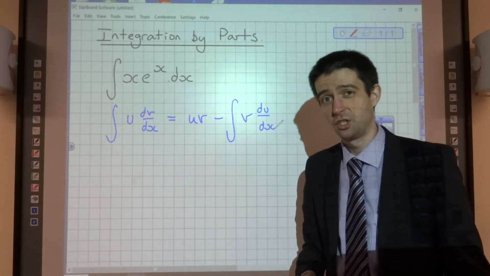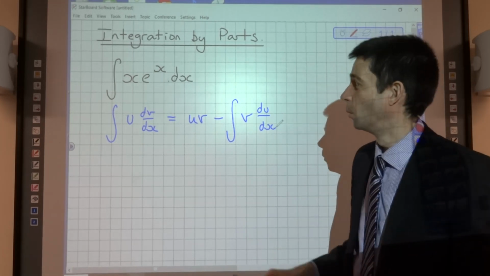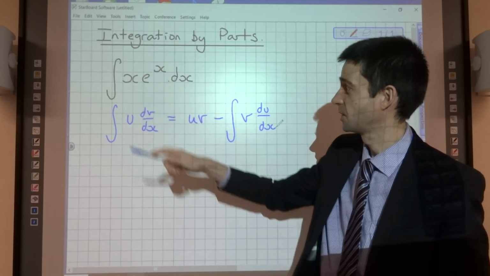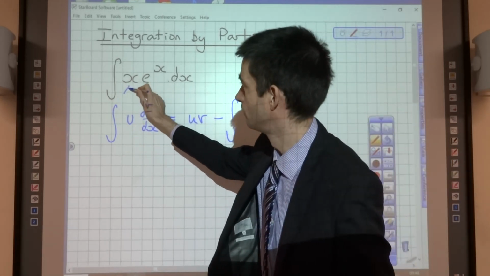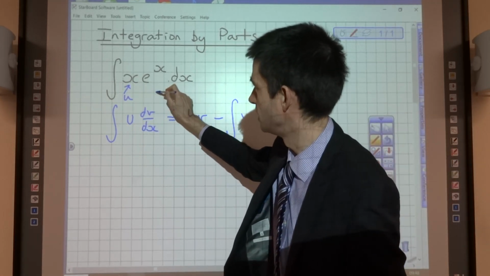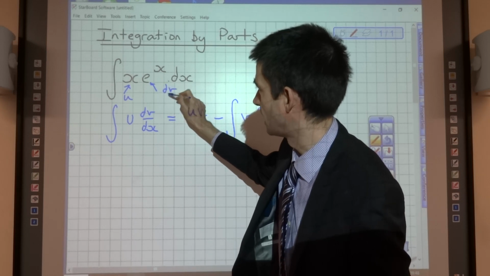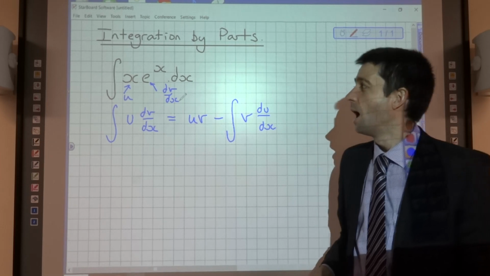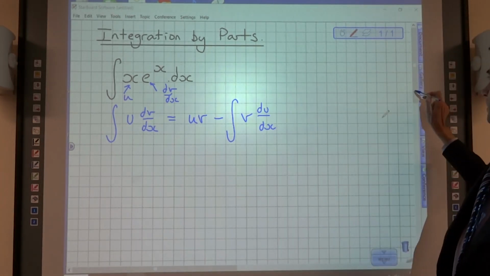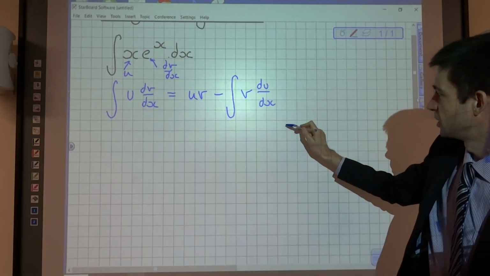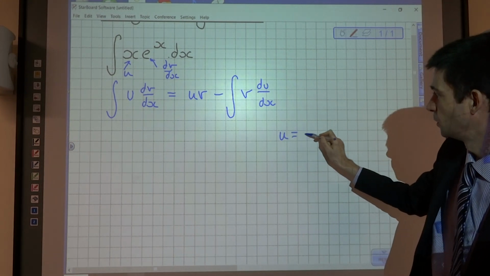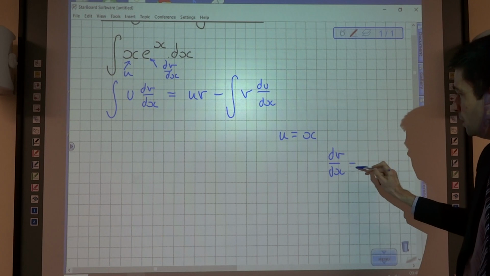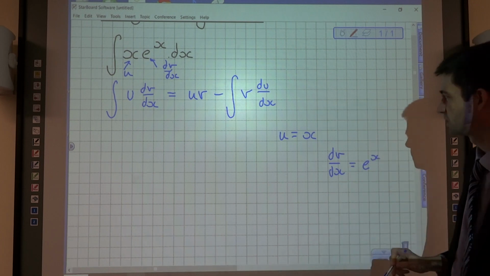Now, a little bit of strategy. In almost all cases, whichever bit is what you would call the simpler part, so in this case x, is the one that you call u. So we're going to call that u, and we're going to call e to the x dv dx. The reason for that, as you'll see over here, is we're going to start off by writing u equals x and dv dx equals e to the x.